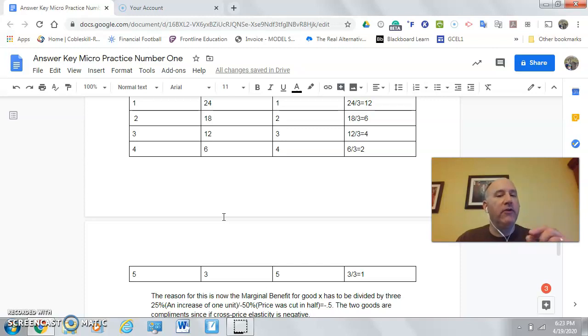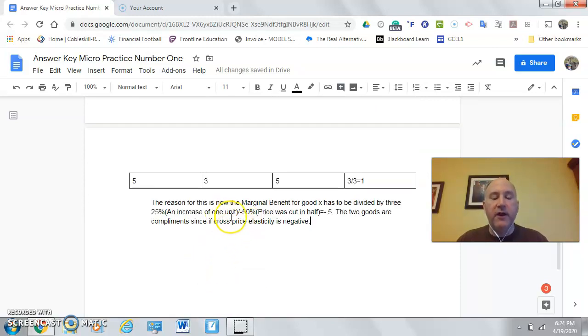But by increasing the amount of water by 1, she originally had 4. So 1 is 25% of 4. So therefore what you do is you take 25% divided by negative 50%. Why negative? Because the price went down by half. It went from 6 to 3. Okay? So that ends up with negative 0.5 or negative 50%. So if it's a negative number, they must be complementary.